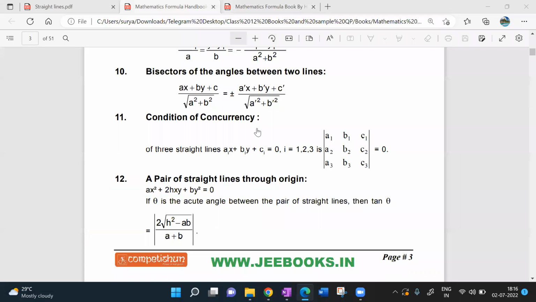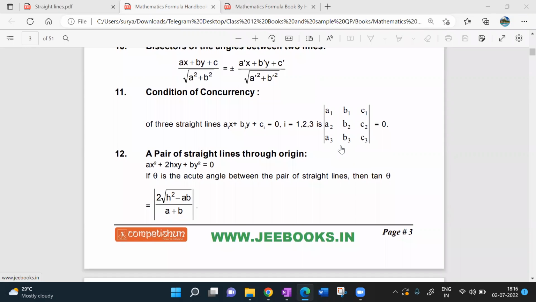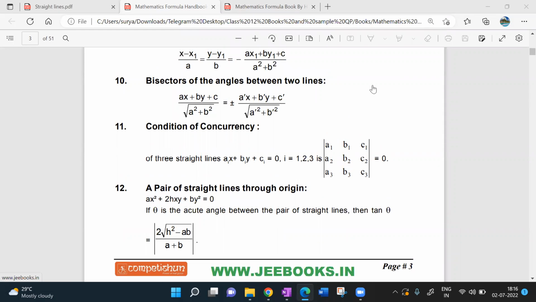Condition for concurrency: you have to find the determinant of all the coefficients, put it over there and just find it out. Pair of straight lines through origin. Yes, I'm unable to write here. I think I am not able to draw anything. One second.